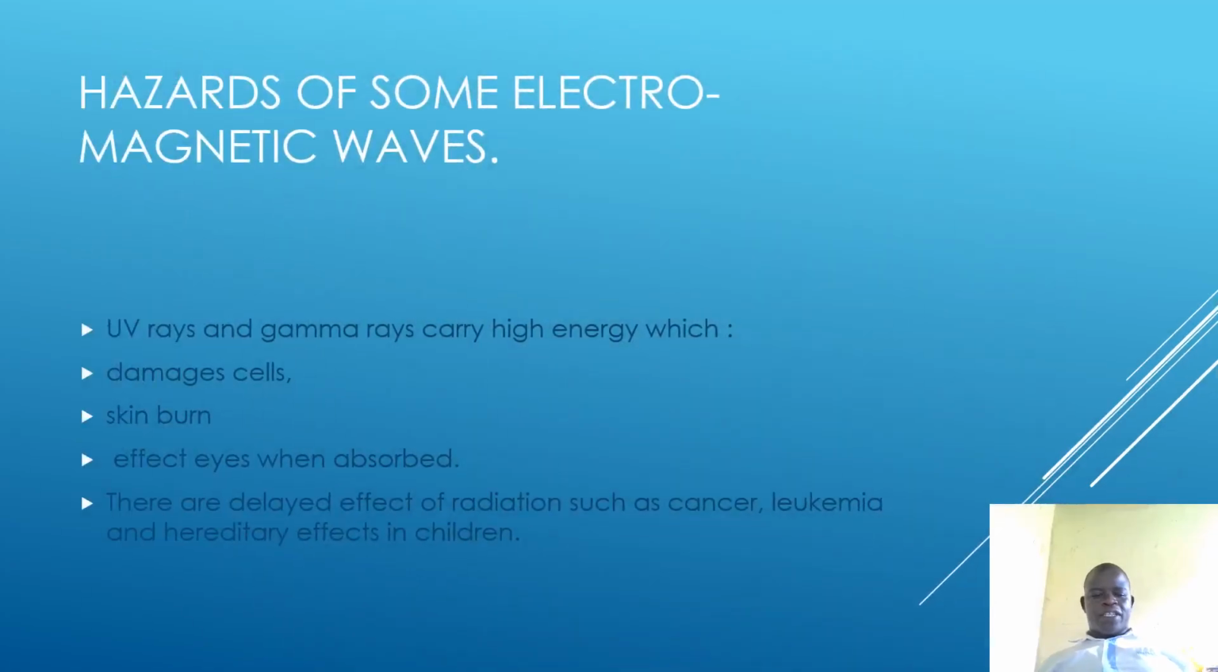What are some of the hazards of these electromagnetic waves? UV rays and gamma rays carry high energy which damages cells. They can also cause skin burn. They can affect the eyes when absorbed. They have delayed effects of radiation such as cancer, leukemia, and hereditary defects in children.